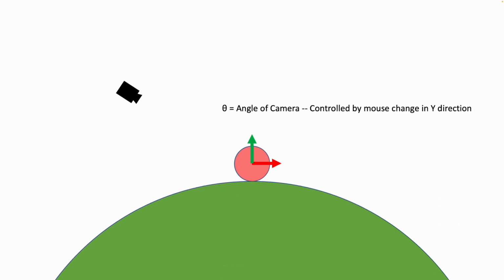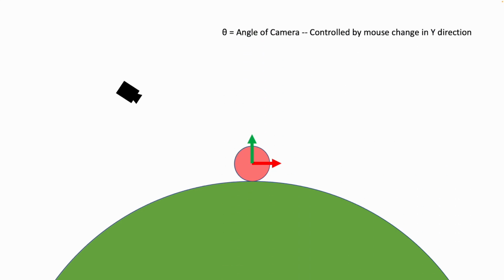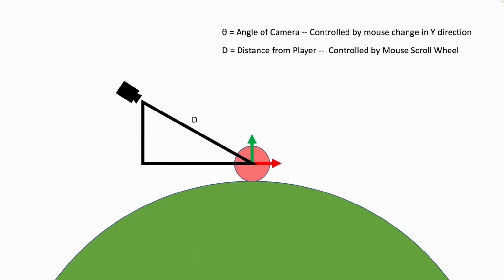Firstly, theta. We're going to let this be the angle of the camera, and this is going to be controlled by the mouse change in the y direction. Secondly, it's going to be capital D. This is going to be the distance from the player, which will be controlled by the mouse scroll wheel. And this is what theta and D will look like.